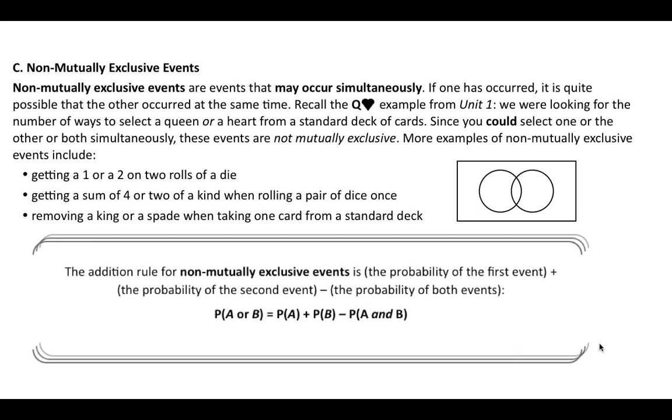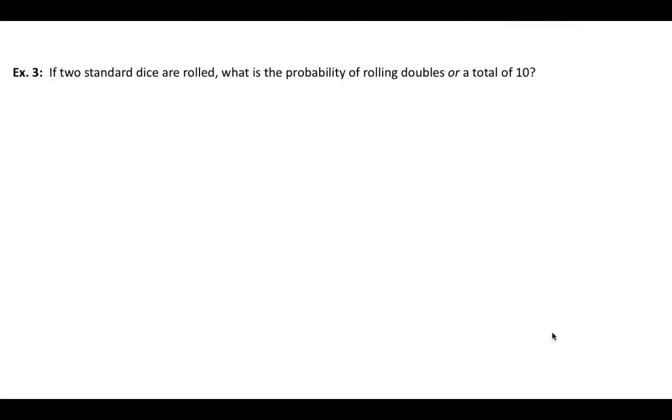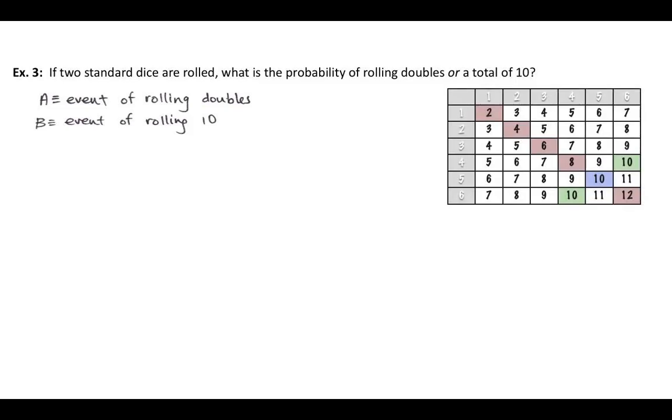Okay, so let's take a look at a few examples. If 2 standard dice are rolled, what is the probability of rolling doubles or a total of 10? The first time we did this, it was a total of 11. Now it's, what's the probability of rolling doubles or a total of 10? Well, let's define some events here. A is the event of rolling doubles, B is the event of rolling a sum of 10. Maybe let's look at that 6x6 grid, and we've re-highlighted the doubles in pink.